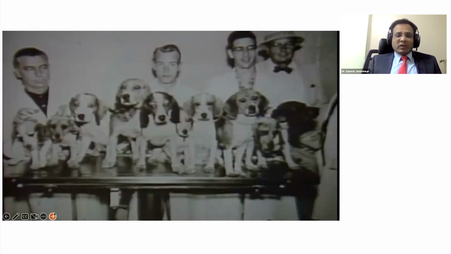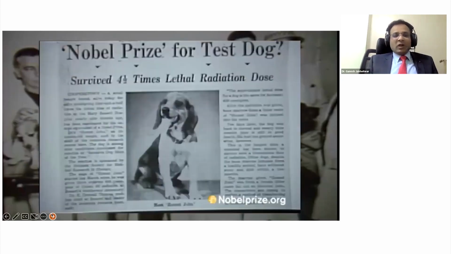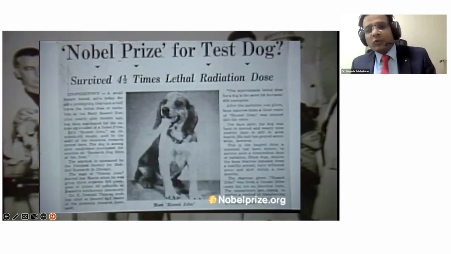dogs. So you can see this is one of the press meets where all these dogs were transplanted with their littermates' stem cells, and they survived for a significant period of time. The first dog, Donna, survived 4.5 times lethal radiation and was possibly cured because she survived 12 years. The normal dog's lifespan is 10 to 15 years. So she survived for 12 years.